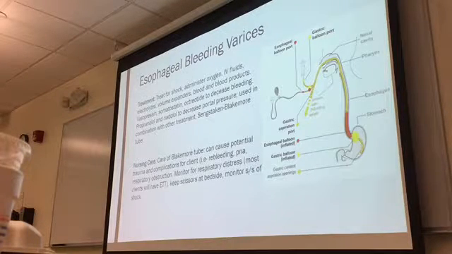And the Sengstaken-Blakemore tube, this is a picture of it here. It's a tube that goes all the way down through the esophagus into the stomach, and the balloon helps to keep it in place in the stomach. And then there's a balloon here, the red that you can see within the esophagus, that is inflated to apply pressure to the esophagus where it is bleeding, where the varices are.